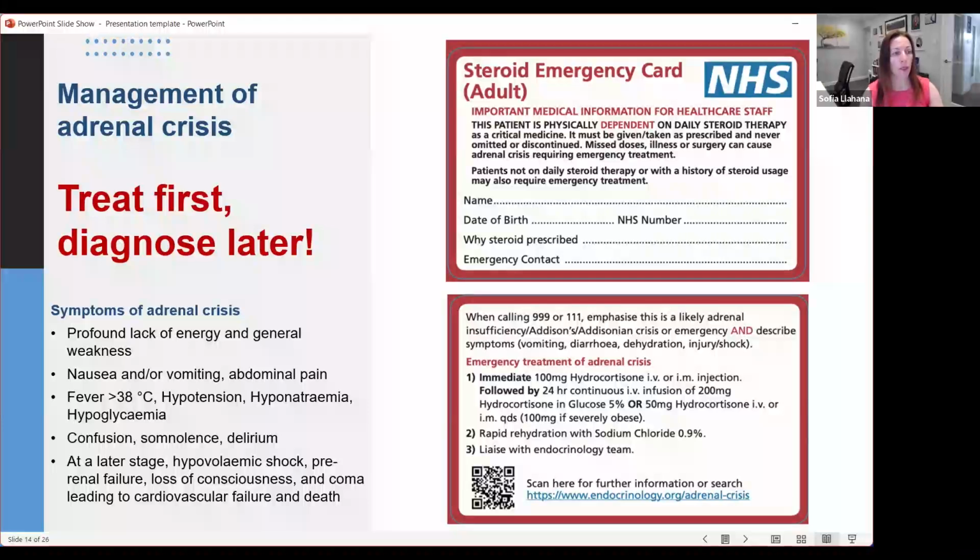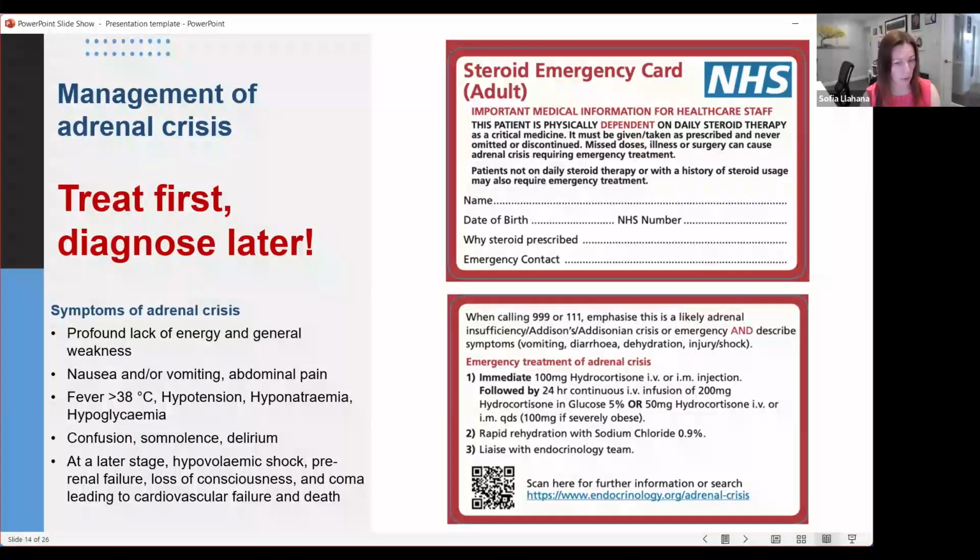Obviously, with vomiting, if it is a symptom of adrenal crisis, it will improve after a hydrocortisone injection. But if it doesn't improve, then the hydrocortisone injection will effectively buy you time to get to the hospital to manage whatever is causing the vomiting, such as food poisoning or gastroenteritis.